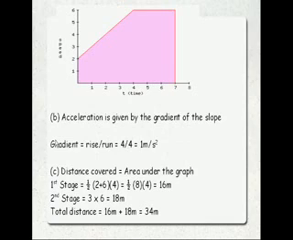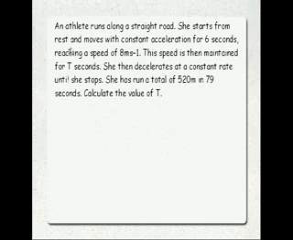Okay, we're now going to look at a slightly more complex example. An athlete runs along a straight road. She starts from rest and moves with constant acceleration for 6 seconds, reaching a speed of 8 meters per second. This speed is maintained for t seconds. She then decelerates at a constant rate until she stops. She has run a total of 520 meters in 79 seconds. Calculate t, and that's the length of the constant velocity.